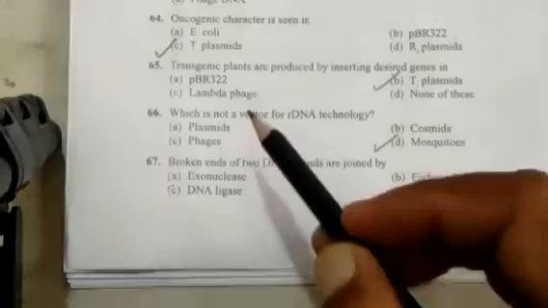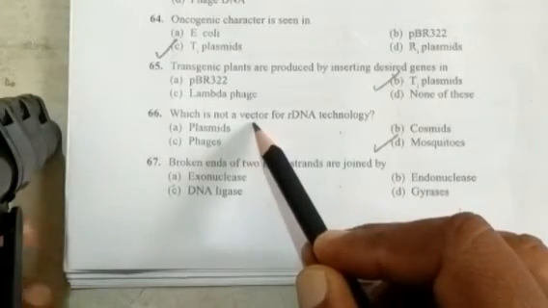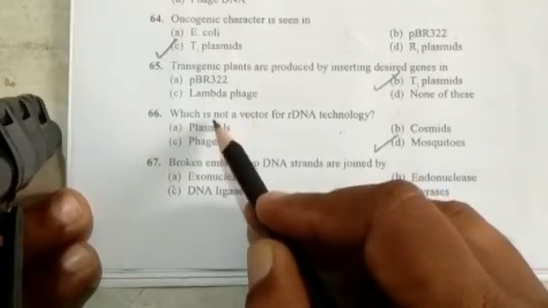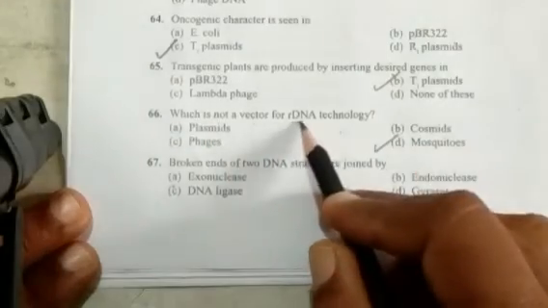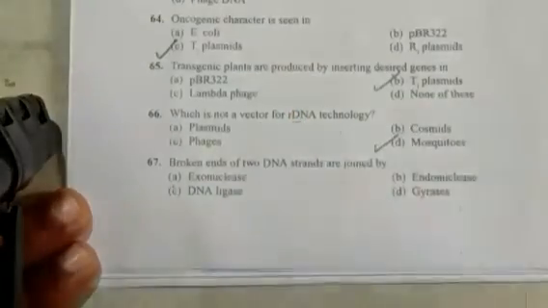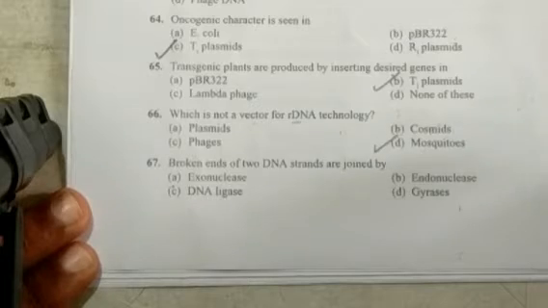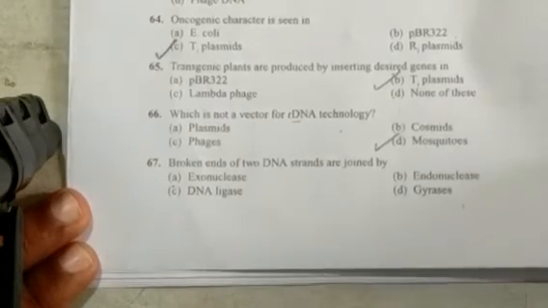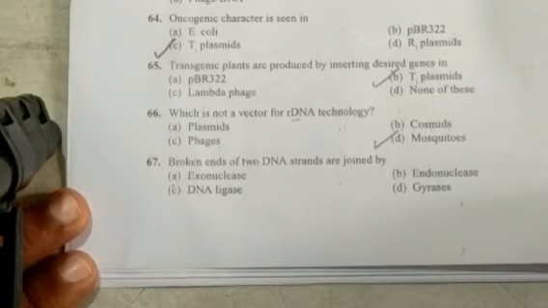Just to confuse you, the same word is used here. I have cleared this doubt in the 8th chapter also. What is being asked is, which is not a vector for recombinant DNA? It is the mosquito. Mosquito acts as a vector, of course, true, but to carry pathogens or to cause diseases. In biotechnology, plasmids, cosmids and phages are used as vectors. I hope it's clear. Next question.